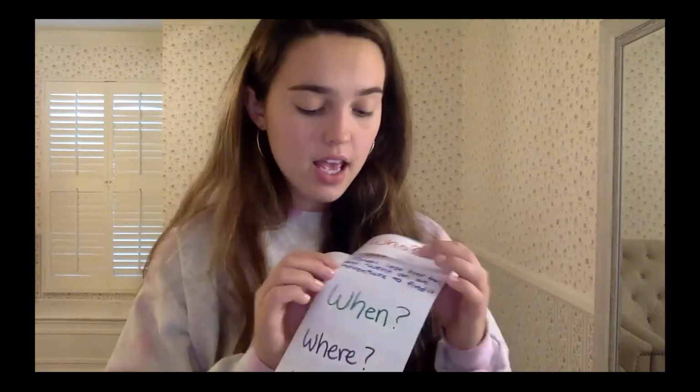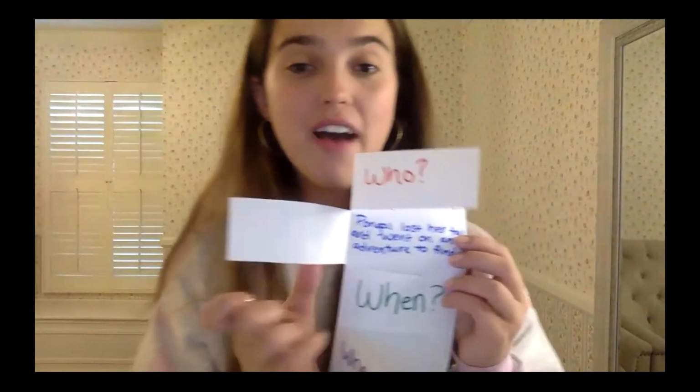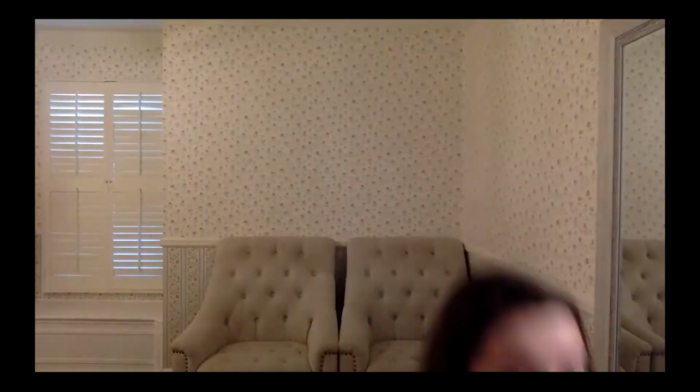All right, so for the what, hopefully you guys wrote something down, but I said, Pongal lost her tail and went on an adventure to find it. This is what she was doing. This was what the main problem of the story was. She was on an adventure looking for her tail. Okay, so whoops, I dropped mine. So that is the answer for what, because we are telling what was happening, what was the main problem.